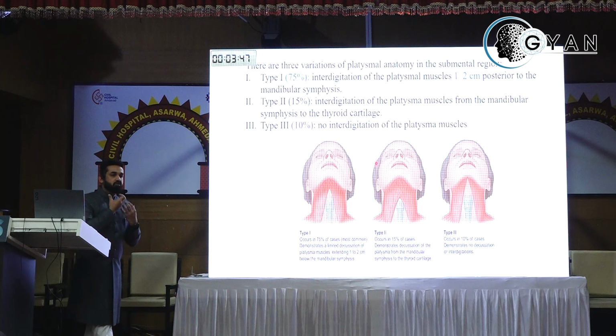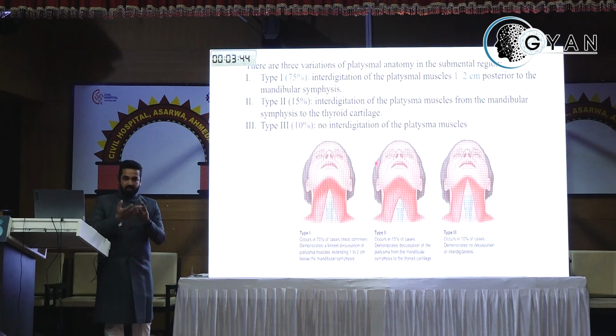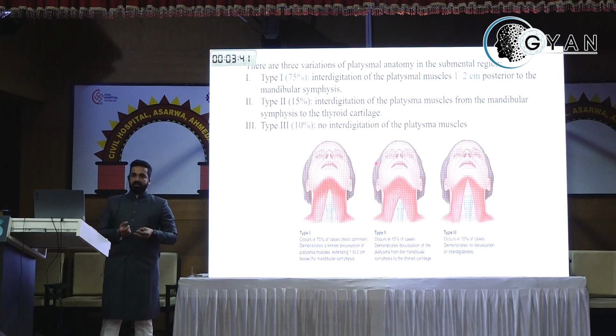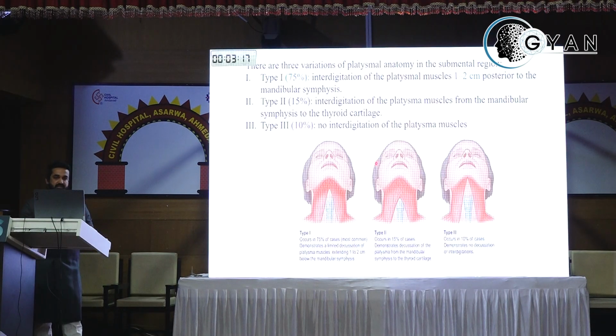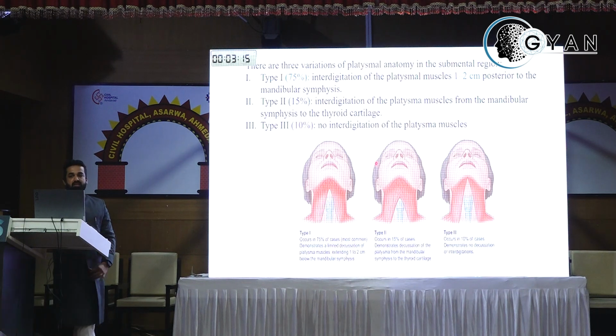Then of course we talk about the submental fat herniating between these two platysmal muscles. There are various types of variations that you see, type 1, type 2 and type 3, where there is an interdigitation of the platysmal bands. And you would see that the platysmal muscles, in 75% of the cases, tend to decussate at 1 to 2 centimeter posterior to the mandibular symphysis. In 15% of the cases, it is from the mandibular symphysis to the thyroid cartilage, and in 10% of the cases, it does not show any decussation.